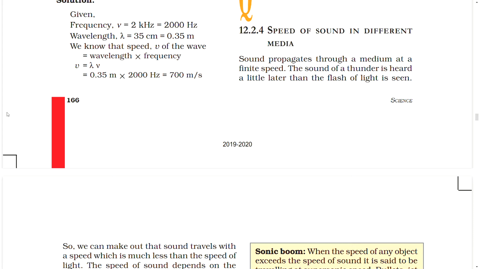12.2.4 Speed of sound in different media. Sound propagates through a medium at a finite speed. The sound of thunder is heard a little later than the flash of light is seen.